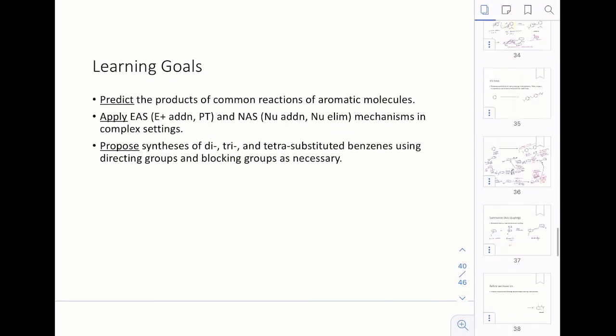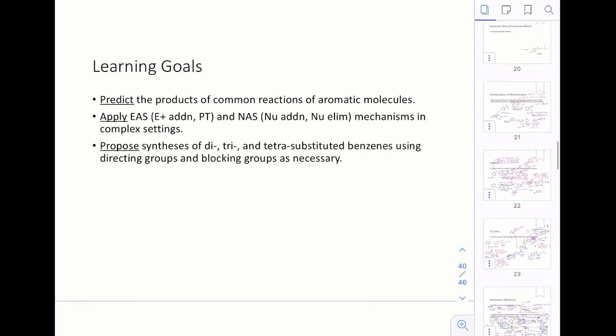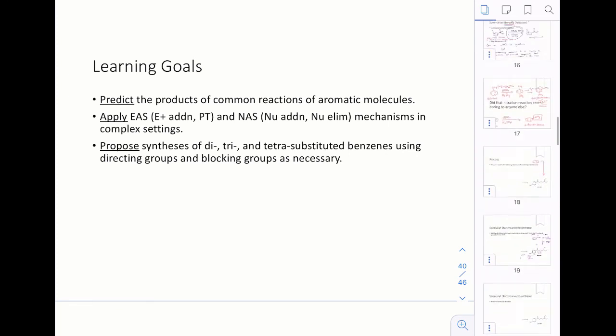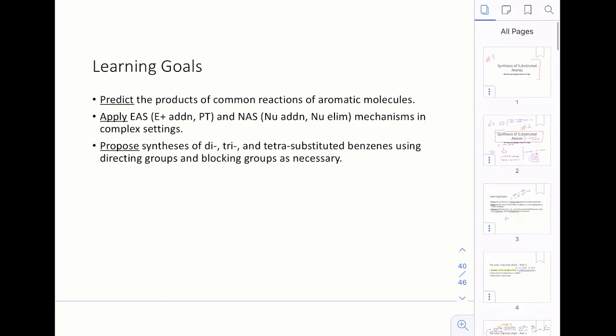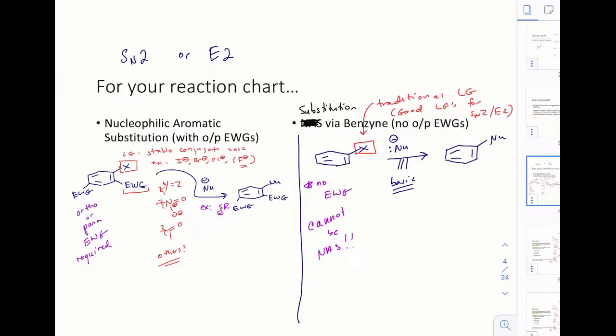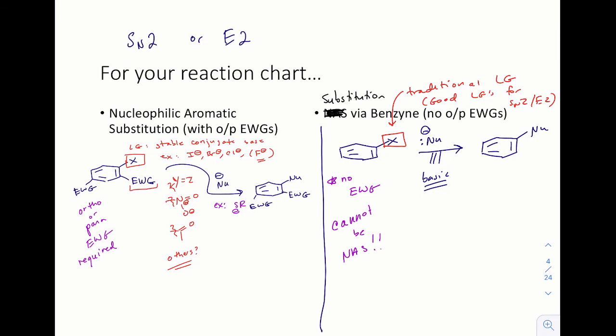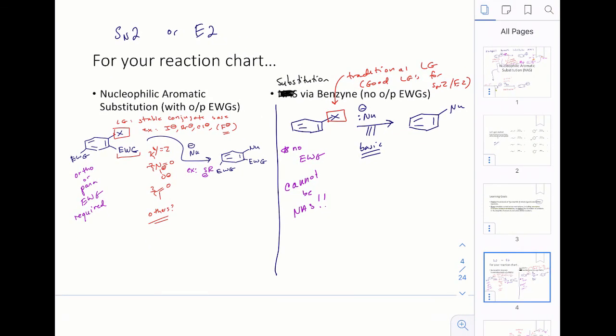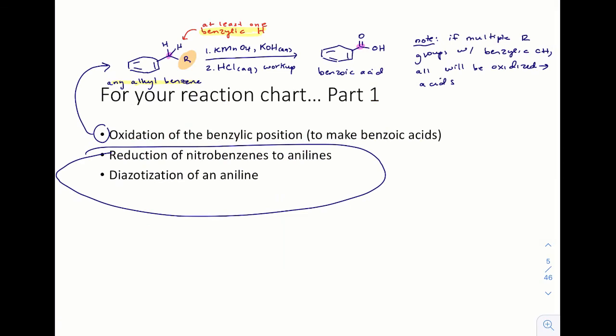We can predict the products of common reactions of aromatic molecules. We already know the 6 reactions of electrophilic aromatic substitution. Just to remind you, those were these 6. We've also learned nucleophilic aromatic substitution reactions. Don't forget those reactions. And then finally today, in this lesson, we learned one that seems random, a reaction of the benzylic carbon actually, this oxidation of the benzylic position to make benzoic acids.